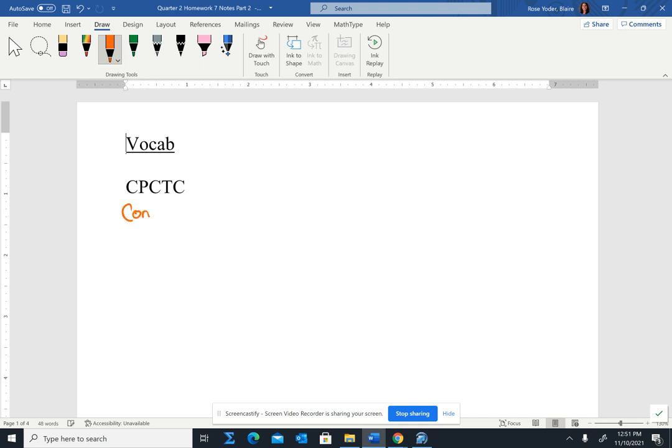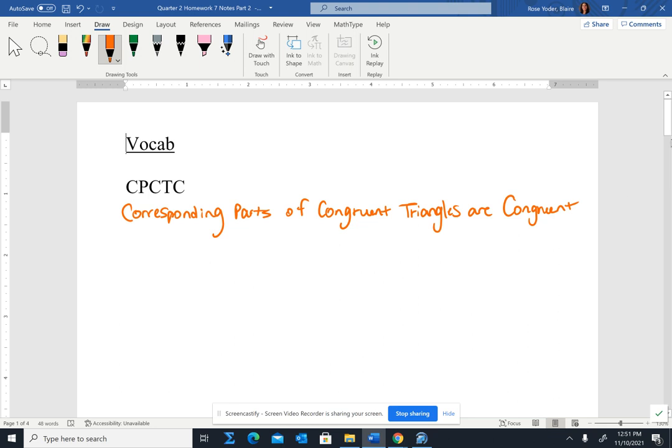So I'm going to write that down. Corresponding parts. That might mean corresponding segments, and it might mean corresponding angles of congruent triangles. So you have to prove the triangles congruent before you can use this new thing. Are congruent. Okay, let's take a minute to look at what that actually means.